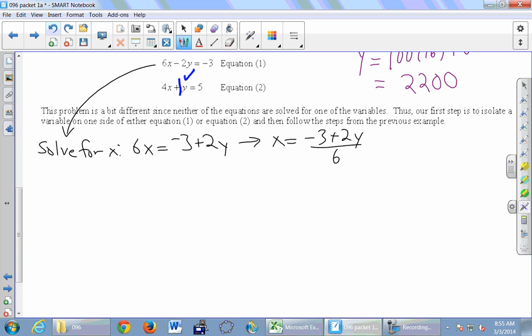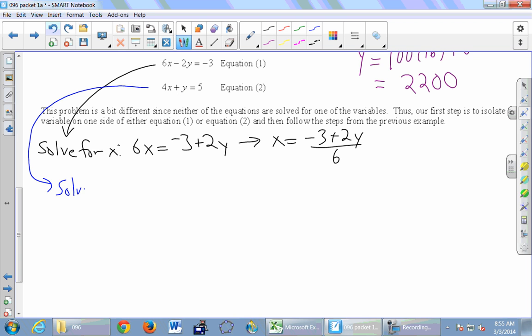What makes this easy is the invisible 1 that's right there. So that's the choice I'm going to make. Sometimes all 4 of them lead to fractions and there's no way of avoiding it. But if I can avoid it, you better believe I will. So let's solve this guy for y. We'll move that 4x out of the way by subtracting it. No fractions.